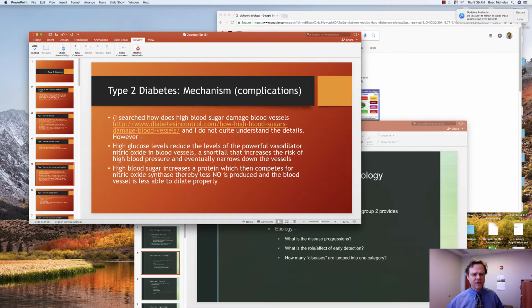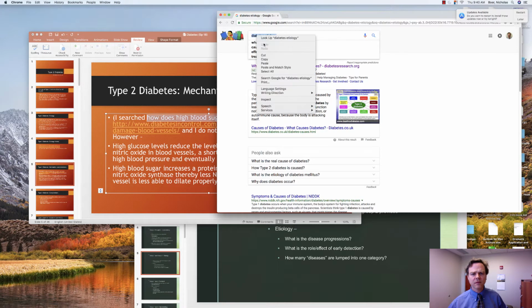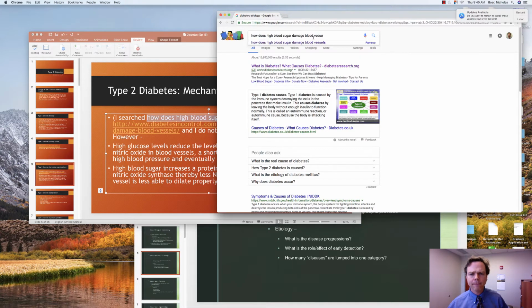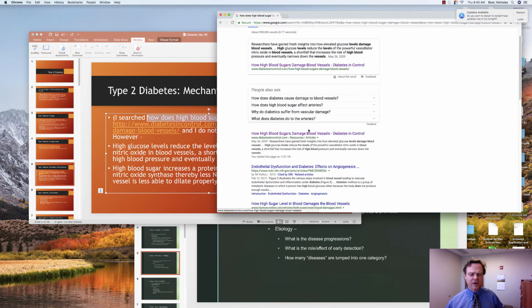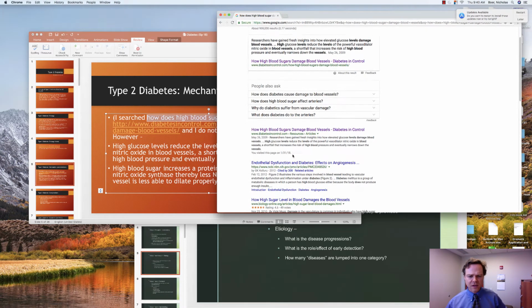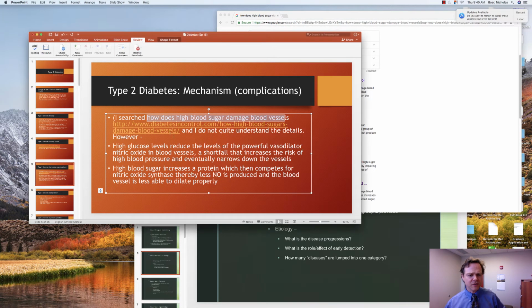So that's what I have here, the complications. I found a nice article. I did a search of how does high blood sugar damage blood vessels. So I just put that search term. And then that came up with various articles and various information. So I got this article that I found that was very informative.